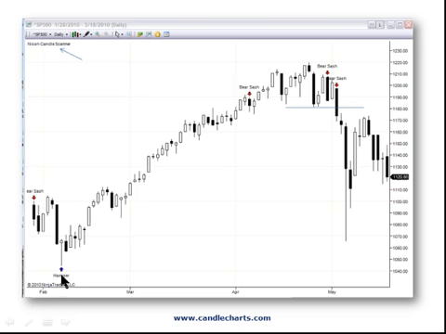And this is the beauty of the candles. Imagine if you had picked this up, if you had seen this hammer as a low down here. Anyway, the low here was made with a hammer. So my view is that this is first support down here. Then under that would be the hammer.